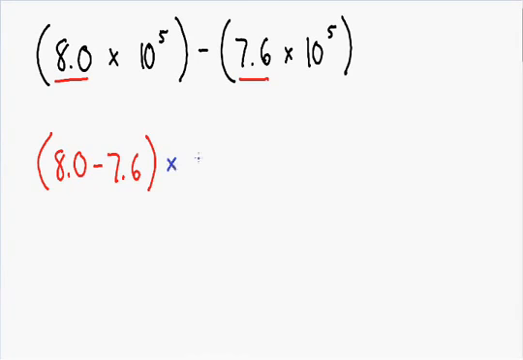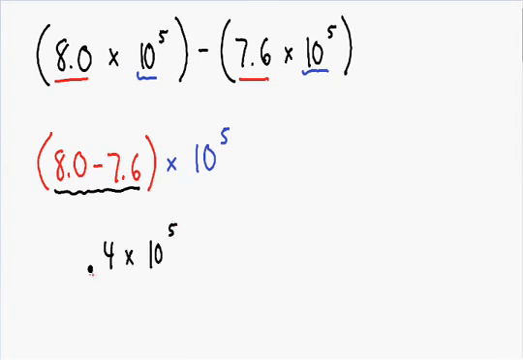And this is being multiplied by our power of 10, which stays exactly the same since we have 10 to the fifth in our original problem. Our final answer is also going to have 10 to the fifth. So let's keep on simplifying. In the red, we have 8.0 minus 7.6. 8.0 minus 7.6 is equal to 0.4. And on the right, this is being multiplied by 10 to the fifth power.